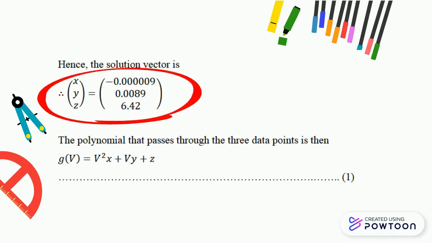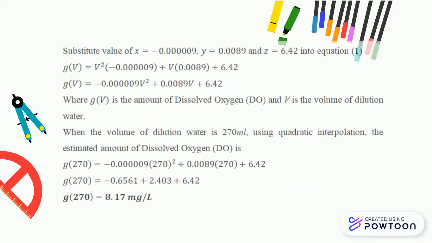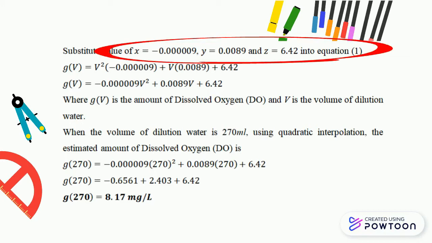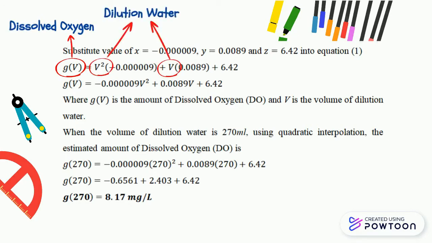form. The polynomial that passed through the three data points is then substituted into the equation of G(V) equal to V squared X plus V Y plus Z, as we will substitute all the data that have been calculated of X, Y, and Z into equation 1. G(V) is the amount of dissolved oxygen DO, and V is the volume of dilution water.